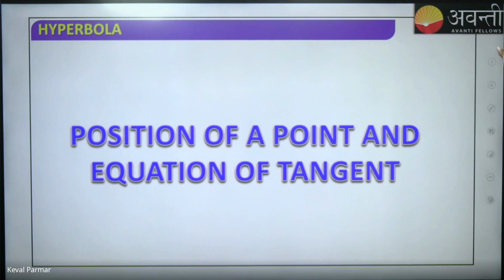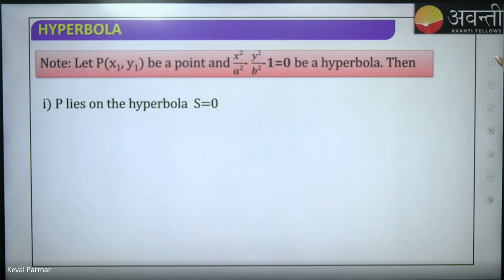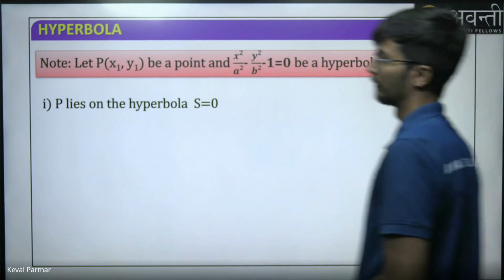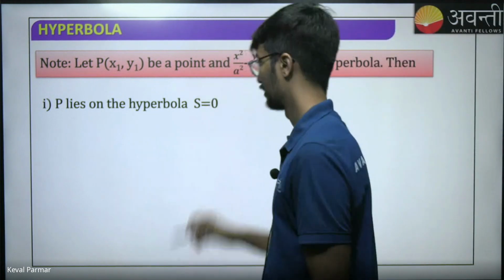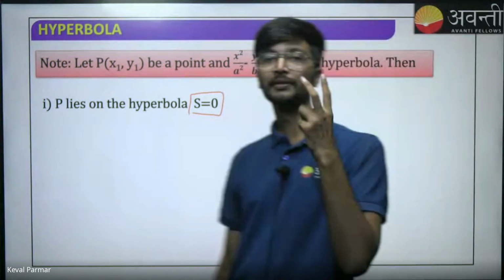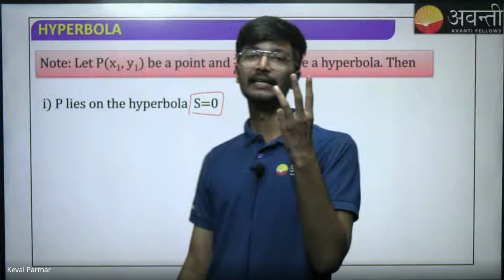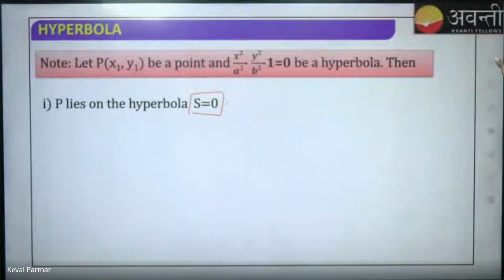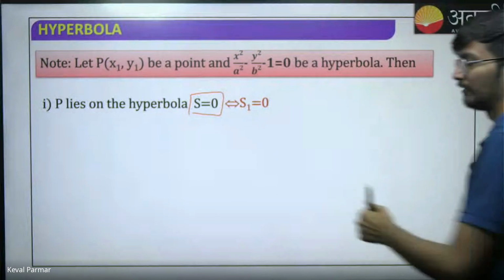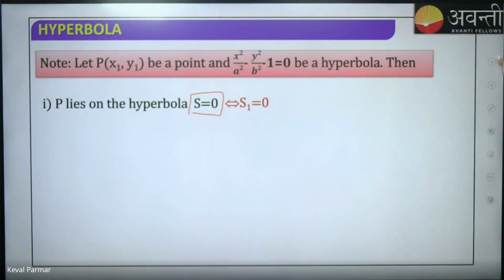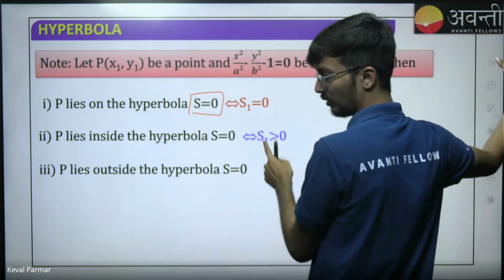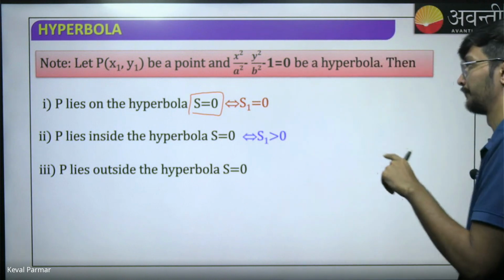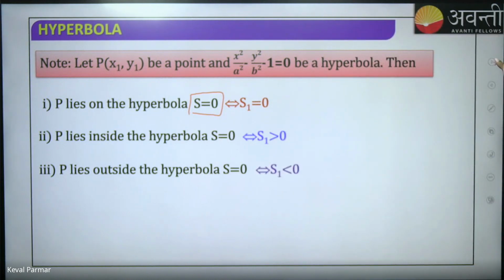The position of the point remains the same, guys. If P (x1, y1) is a point and the hyperbola is given, the point can be on the hyperbola, inside the hyperbola, or outside the hyperbola. Now, what is inside and outside of hyperbola? I think you correctly must have guessed it. If the point P lies on the hyperbola, then S1 equals to 0. If the point P lies inside the hyperbola, then it is S1 greater than 0. It is opposite from ellipse. And if outside, then it is S1 less than 0.